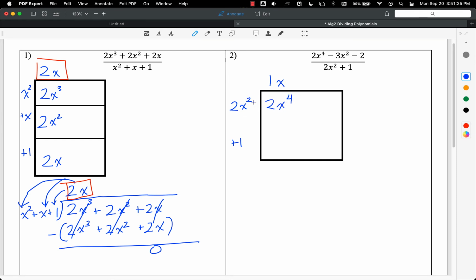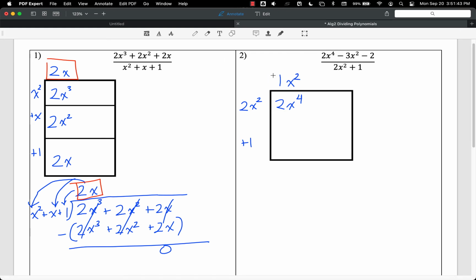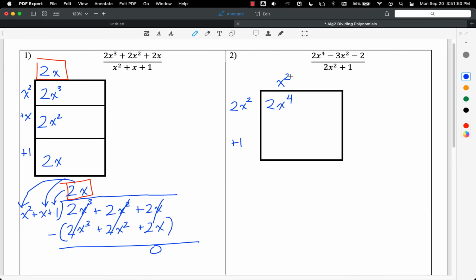And this is really an adding question. What number plus 2 gives me 4? The answer is 2 plus 2 gives you 4, so 2. And this is more easily written as just x squared. So x squared times 2x squared gives you 2x to the power of 4. Now that I figured out this column is x squared, I'm going to multiply that through, kind of like I'm distributing it into these two terms. X squared times 1 is x squared. And I'm done with that column.